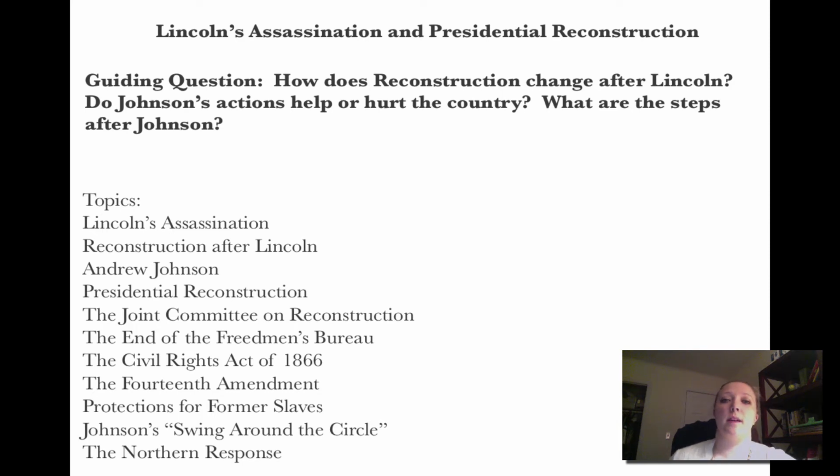Today's lecture is going to be mentioning Lincoln's assassination and presidential Reconstruction as Andrew Johnson comes into office. Our question that we should be thinking about answering today is, how does Reconstruction change, if it does change, after Lincoln's assassination? Do Johnson's actions help or hurt the country? And what steps follow or should follow after Johnson's time in office?